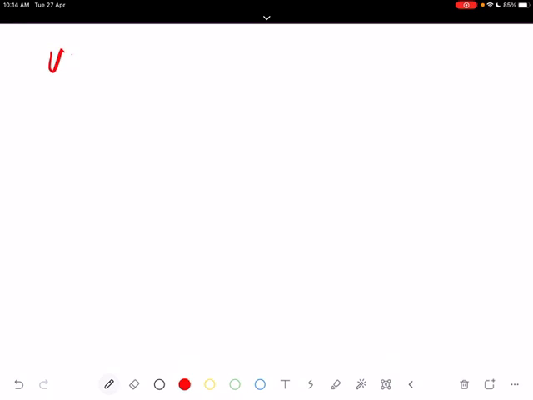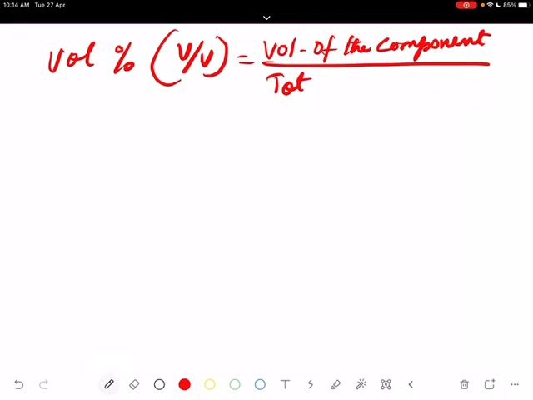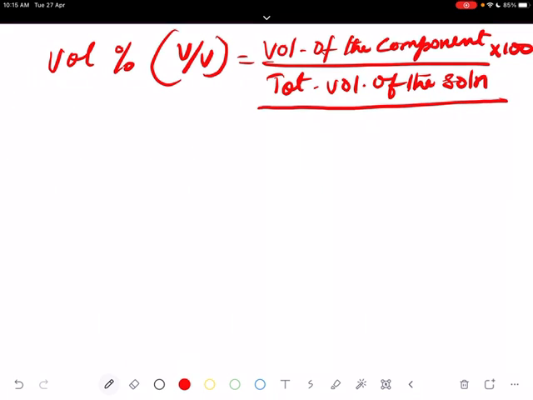Next is volume percent. Volume percent, that is V/V. That is volume of the component upon total volume of the solution into 100. Volume percent. This is not of much use for us. For us, mainly mass percent. So volume of the component upon total volume of the solution into 100.